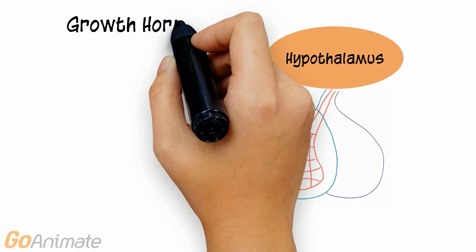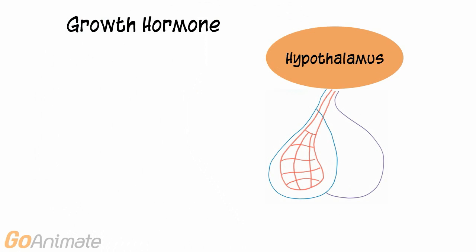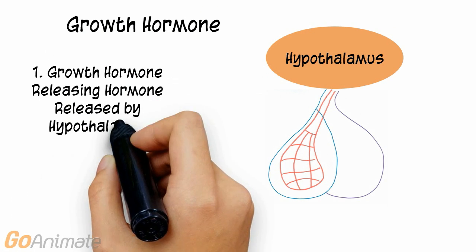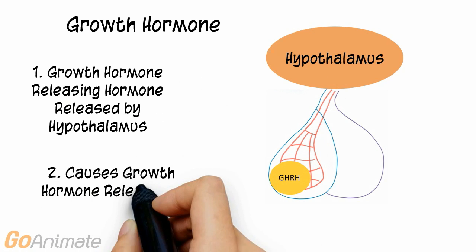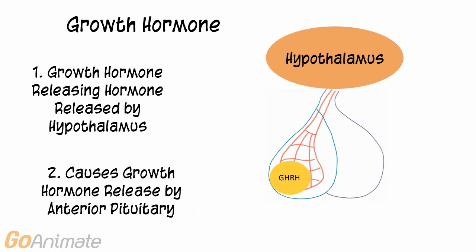Let's look at how this works in the secretion of growth hormone. There are two hypothalamic releasing hormones that control the secretion of growth hormone. Growth hormone releasing hormone, secreted by the hypothalamus, facilitates the release of growth hormone by the anterior pituitary.